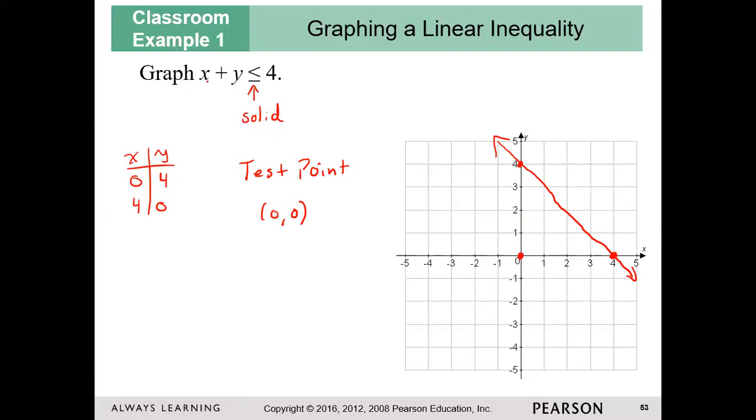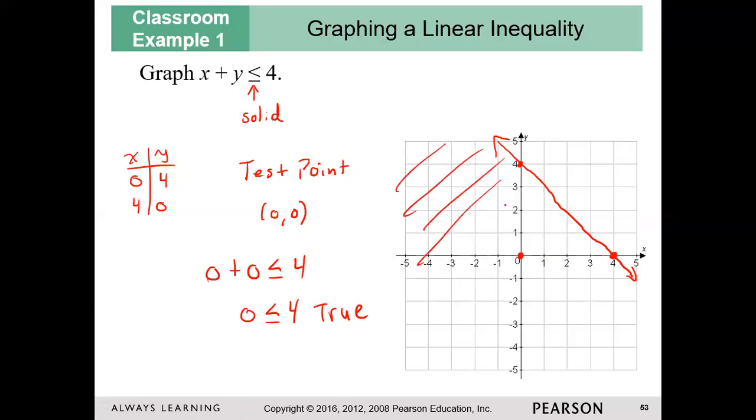And then you substitute the test point into the original inequality. So 0 plus 0 is less than or equal to 4. Is 0 less than or equal to 4? Yes or no? And the answer, of course, is yes. So this is a true statement, which means if this test point is true, every single point on this side of the line is also going to be true. So this is the side of the line that I'm going to shade.